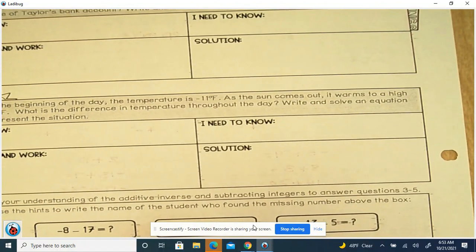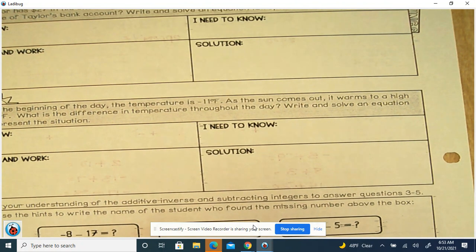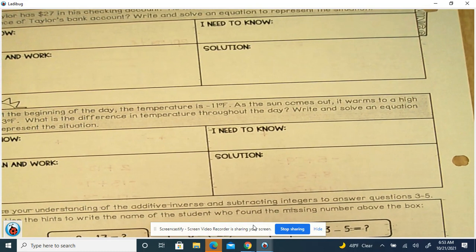Taylor has $27 in his checking account. He then writes a check for $35. What is the new balance of Taylor's bank account? Write and solve an equation to represent the situation.